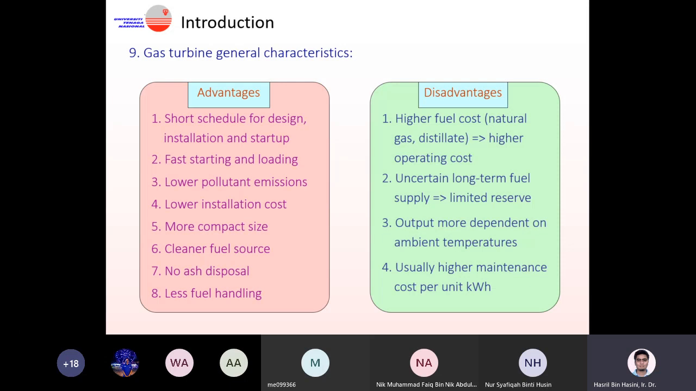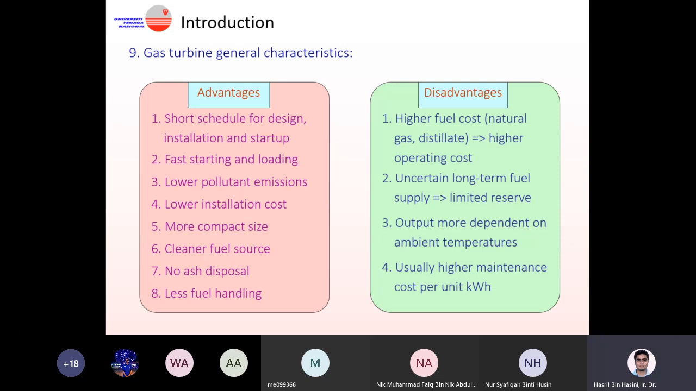And then the output is more dependent on the ambient temperature. Okay, this is very critical. If you want to operate a gas turbine, the ambient temperature plays a significant role in determining the efficiency of our gas turbine. So let's say, for example, we are looking at the Malaysian point of view. During the day, the ambient temperature can go up to, let's say, 36 degrees Celsius. During the night, if you want to operate the gas turbine, the temperature is, let's say, around 27 degrees Celsius.